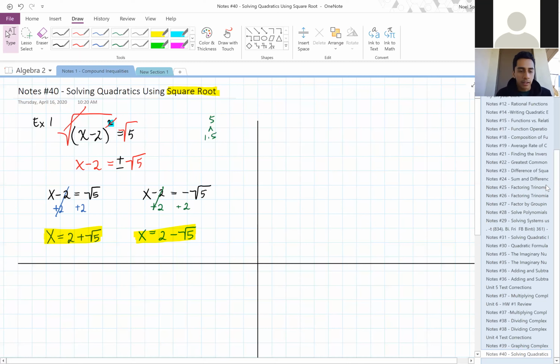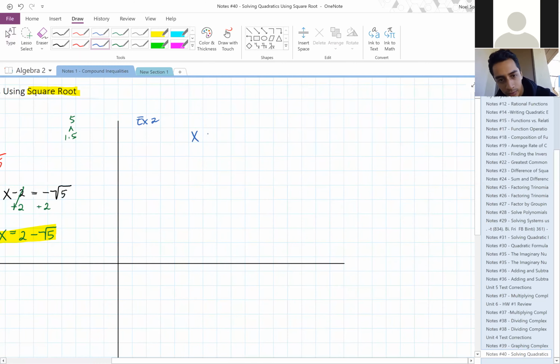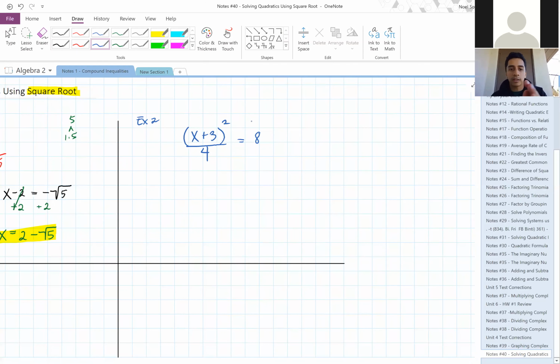All right, then let's move on to example 2. Somewhat similar. Let's practice a little bit here. We have x plus 3 squared all over 4 is equal to 8. Again, we're trying to isolate the x plus 3 squared.